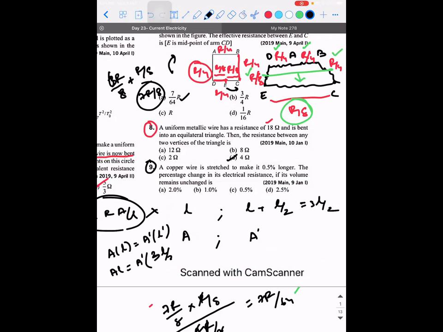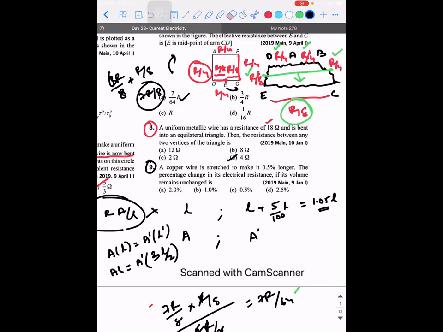How will it be L by 2, sir? It will be 0.5% longer. Now it becomes 100.5 L. Oh, 0.5, sorry, not 50%. 5 divided by 100. It is 1.05 times here, correct? 1.05 L, correct? Yes sir.